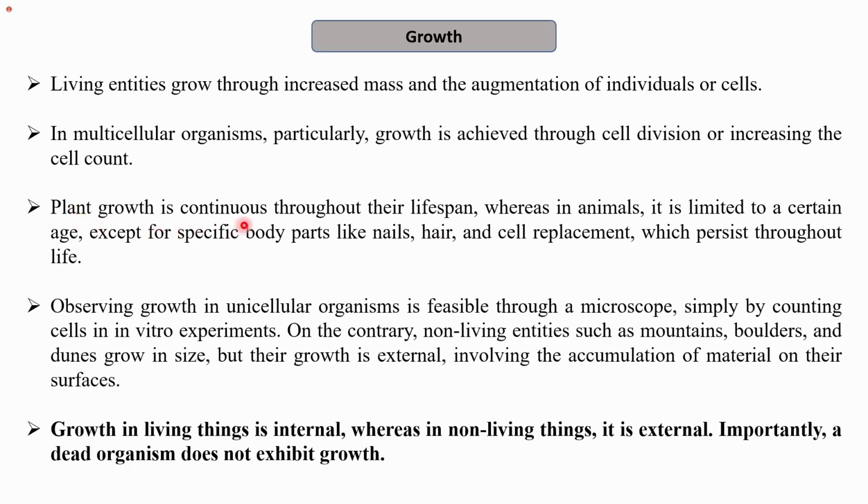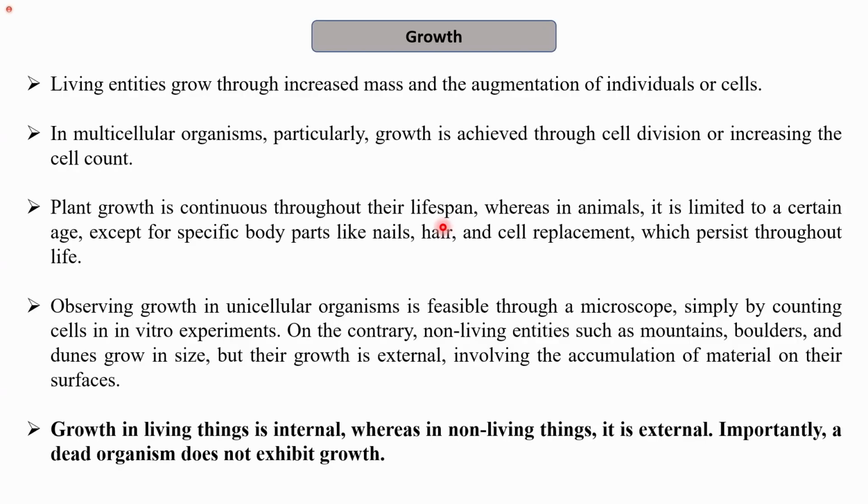For example, plant growth is continuous throughout their lifespan, whereas in animals, we have seen that growth is limited to a particular age. After a certain age, our height stops growing. In plants, this is not the case; growth is usually a continuous process till the life ends. In animals, growth stops in certain aspects after a certain age, while some body parts, like nails, keep on growing irrespective of age, so they persist throughout life.